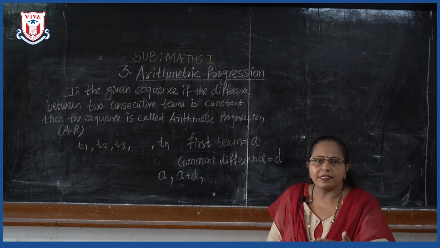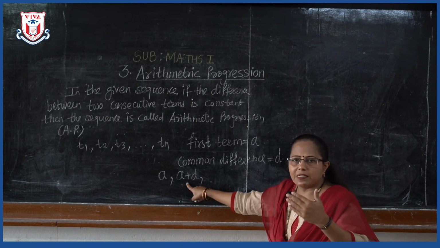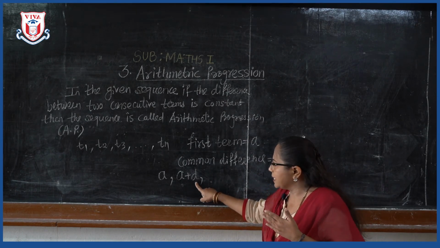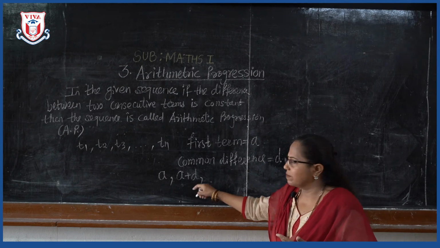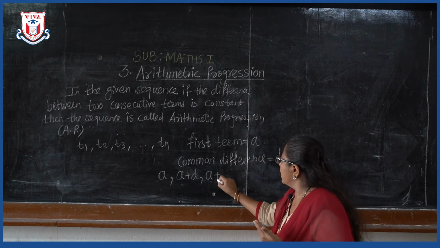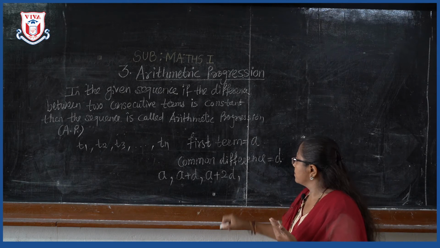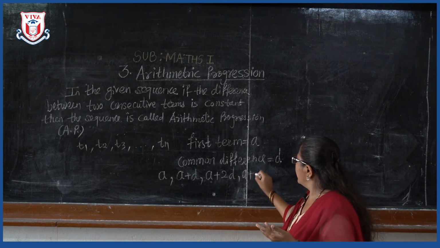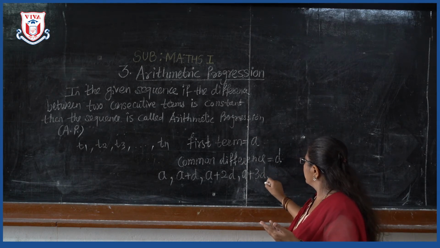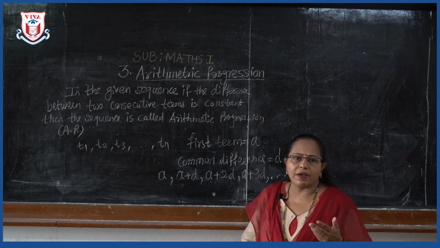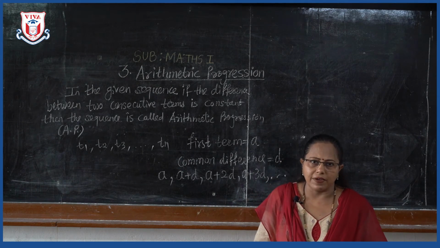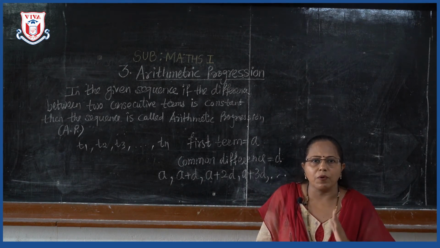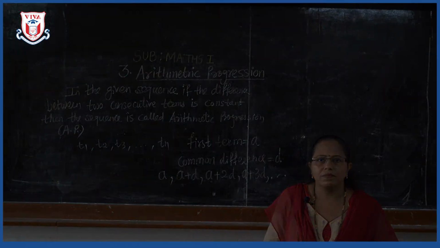What will be the next term? In the previous term we have to add the common difference. So A plus D, we will get A plus 2D. Next term A plus 3D, and so on. Like this way we can create the sequence. Okay? We can create an arithmetic progression. Followed?